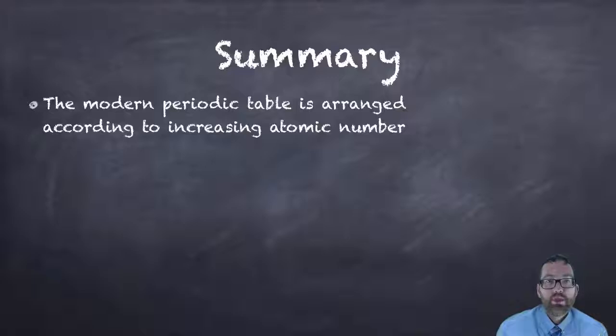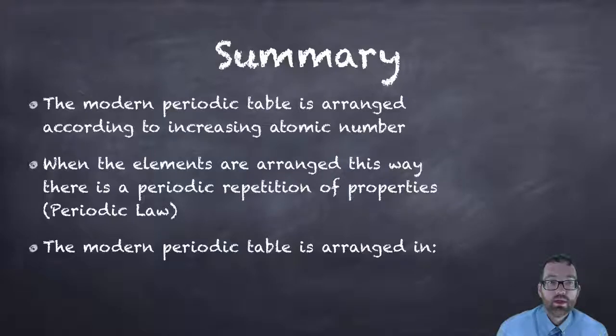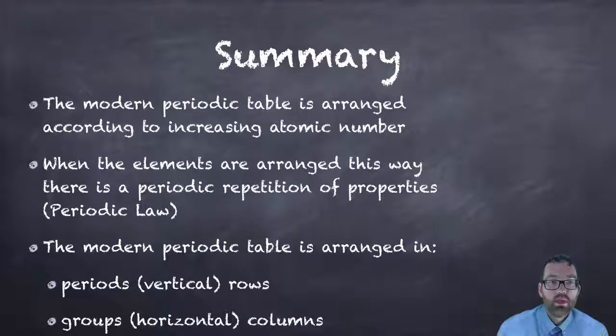So the modern periodic table is arranged according to increasing atomic number, thanks to Henry Moseley. And when the elements are arranged this way, there's a periodic repetition of properties, which we call periodic law. The modern periodic table is arranged in periods, which are the horizontal or side-to-side rows across the periodic table, and groups, which are the vertical or up and down columns of the periodic table.